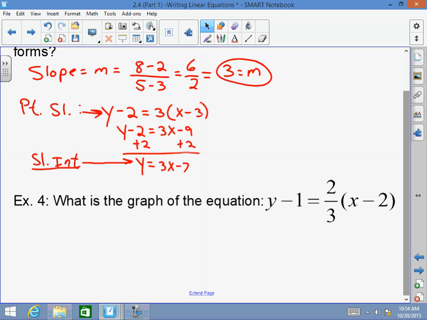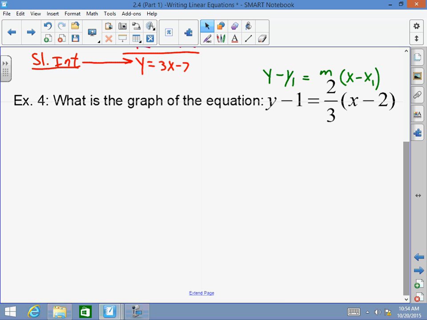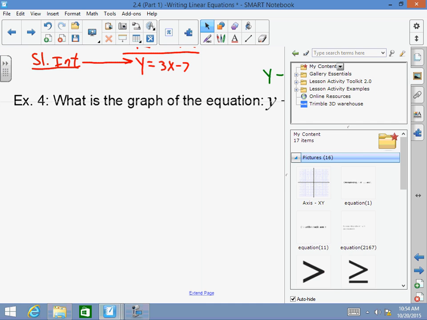So let's think about what this point slope form really represents. This is y minus y1 equals m times x minus x1. So if you think about it, the y1 and the x1 are always going to be the opposite signs of what's given to you in the point slope form. So what would happen here is the following.